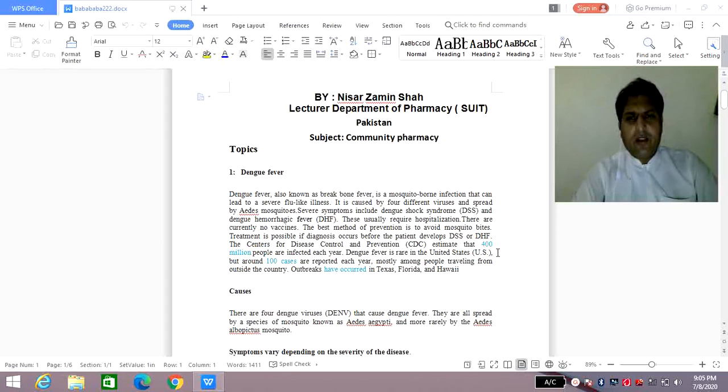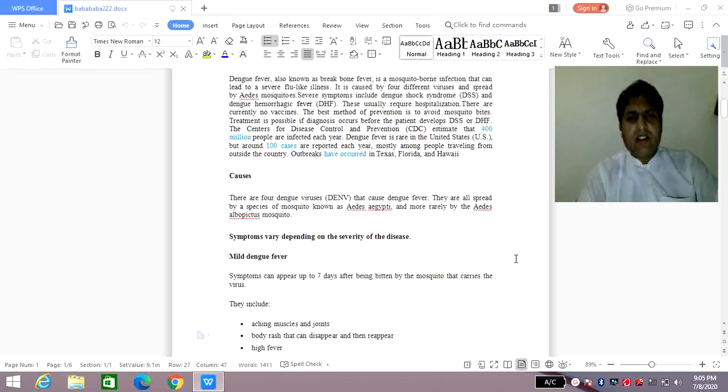As for the causes, we have already discussed that four different serotypes are responsible, and the mosquito is responsible for transferring such viruses to the host system, and two types of mosquitoes are responsible: Aedes aegypti and, more rarely, Aedes albopictus. Aedes albopictus is rarely involved, and most commonly Aedes aegypti is responsible for causing such a problem.